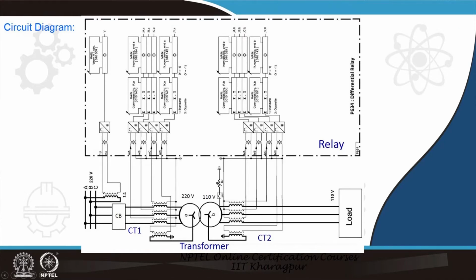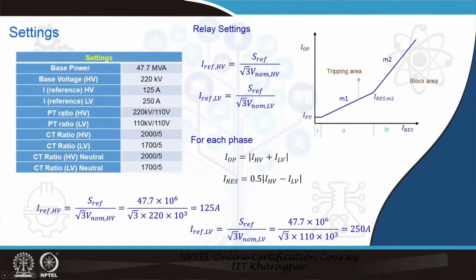Once the relay trips, the circuit breaker feeding power to this transformer gets opened, and that is the functionality here. However, this particular relay is used for high voltage systems, and therefore we have tried to emulate things based on 220 kV to 110 kV systems. Accordingly, the CT ratios and PT ratios are considered in the relay settings.